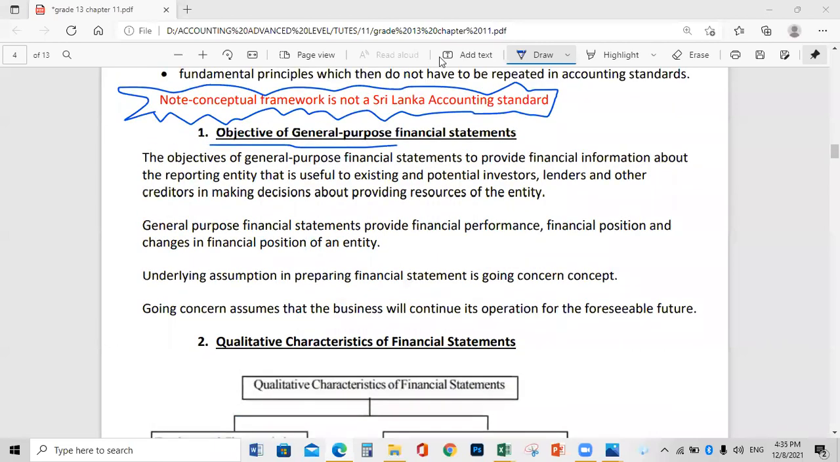So guys, now we are going to study the general purpose. What is the objective of general purpose? That is a financial statement which is prepared based on the common needs of the stakeholders. Example, statement of profit or loss. You prepare it to find profit or loss. It's a financial statement you prepare. So the objective of general purpose financial statements is to provide financial information about the reporting entity.